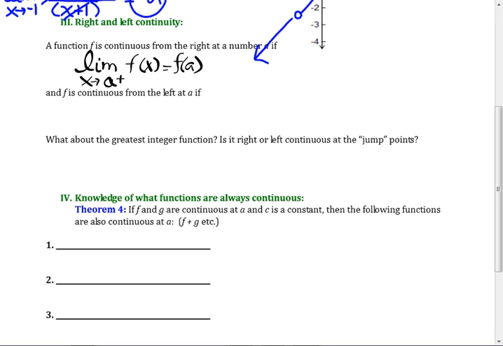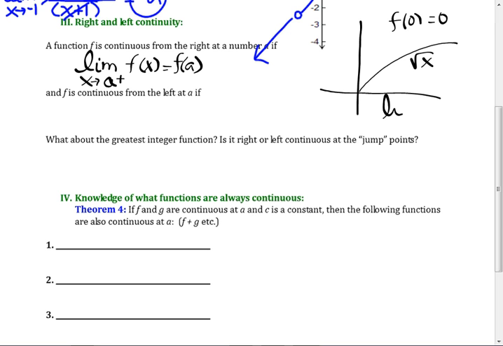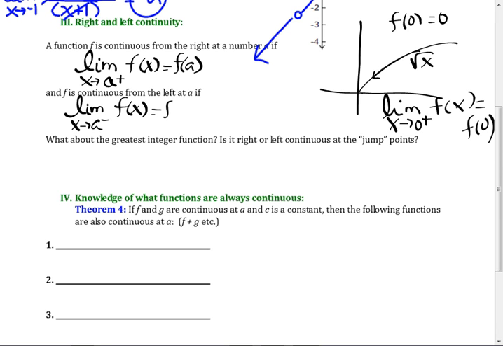So if I look at the square root function, which we did yesterday, my square root's doing this, and what's f of 0? That's 0. What's the limit as x approaches 0 from the right of f of x? It equals f of 0. So that's right continuous. If you're coming in from the right side, it's going to where you think it's going to go. Not left continuous, because the limit doesn't exist on the left side. But you would write it this way: the limit as x approaches a from the left of f of x has to equal f of a.